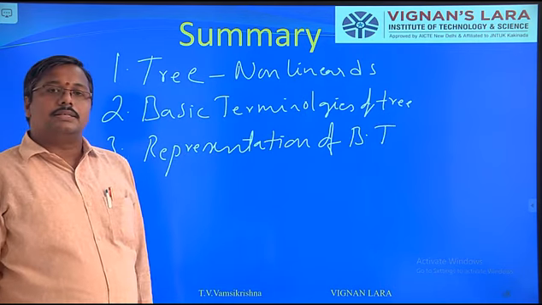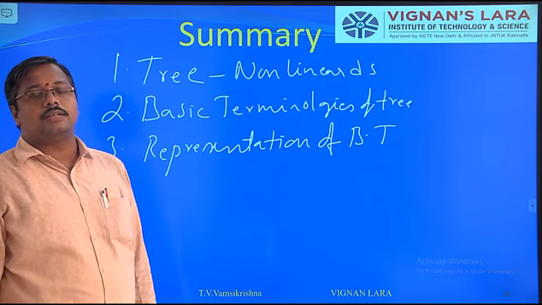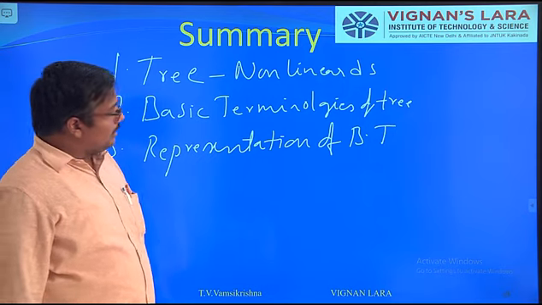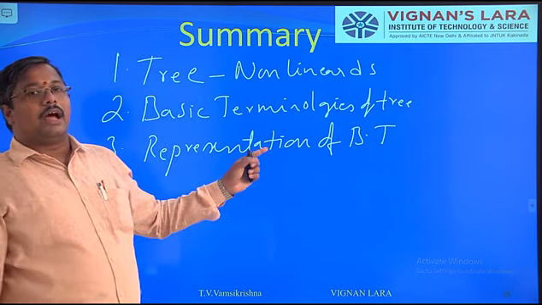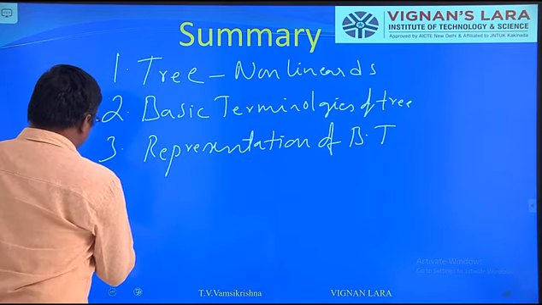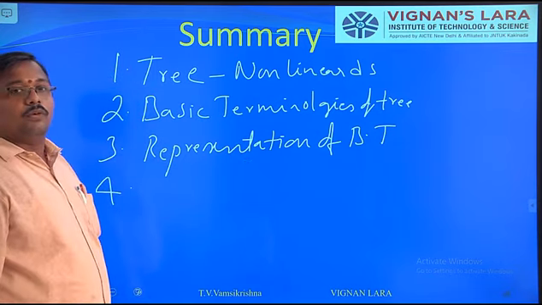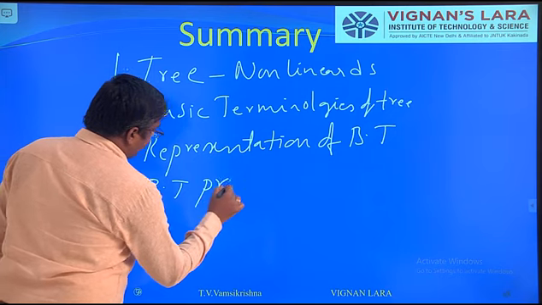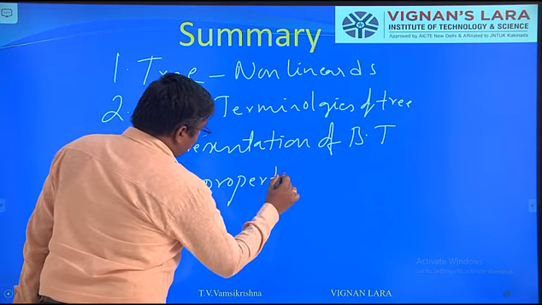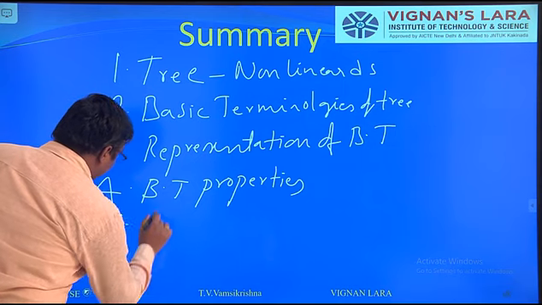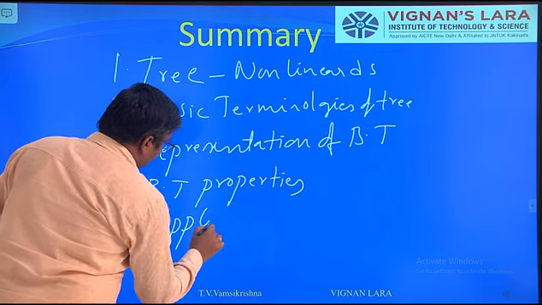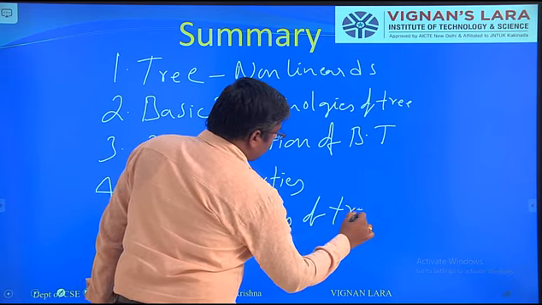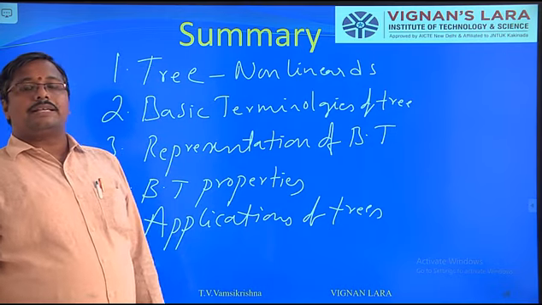So we mentioned 6 different types of trees. Of the 6 different types of trees, 3 are in your syllabus: binary tree, binary search tree, and expression tree. Then we started what is a binary tree and how to represent a binary tree. Fourth one, binary tree properties. Binary tree properties completed, and at last applications of trees. So these are the topics covered.